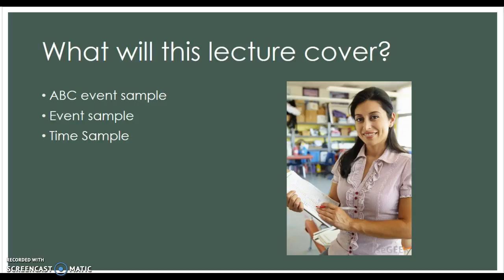So there are three different options that you have for your assignments. You have a little bit of choice this week. We're going to talk about ABC, event samples, and then time samples. So those are the three things we're going to talk about. And all of these are methods for observing either teachers or children in a classroom.